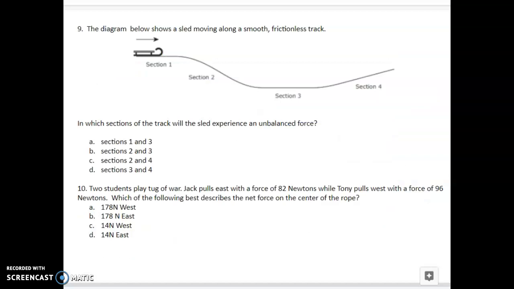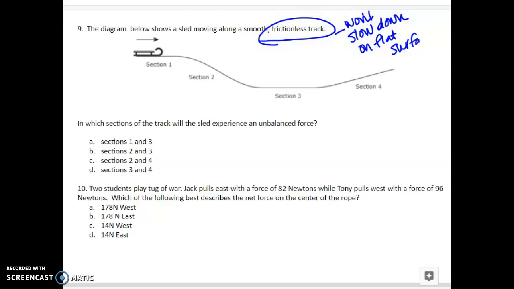Number 9, the diagram below shows a sled moving along a smooth, frictionless track. So the fact that it's frictionless means it won't slow down on flat surfaces. All right, so by looking at this, whatever speed this is going at right here, it's going to remain at that same speed. So this is going to be a constant speed right here, which means that it is balanced.